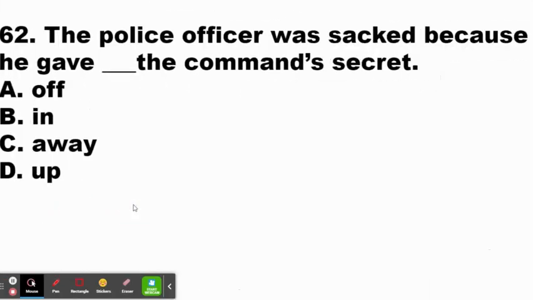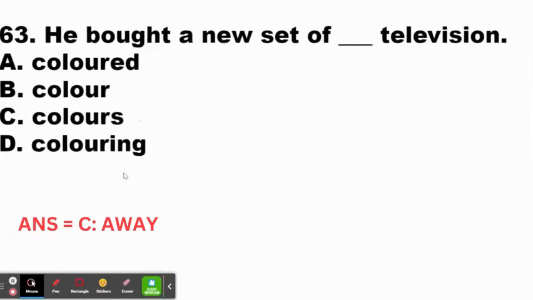52. The police officer was sacked because he gave dash the secret. A, off. B, in. C, away. D, up. Now, the correct option is C, away. When you give away a secret, you let it be known to people who are not supposed to know about it. You give away the secret.